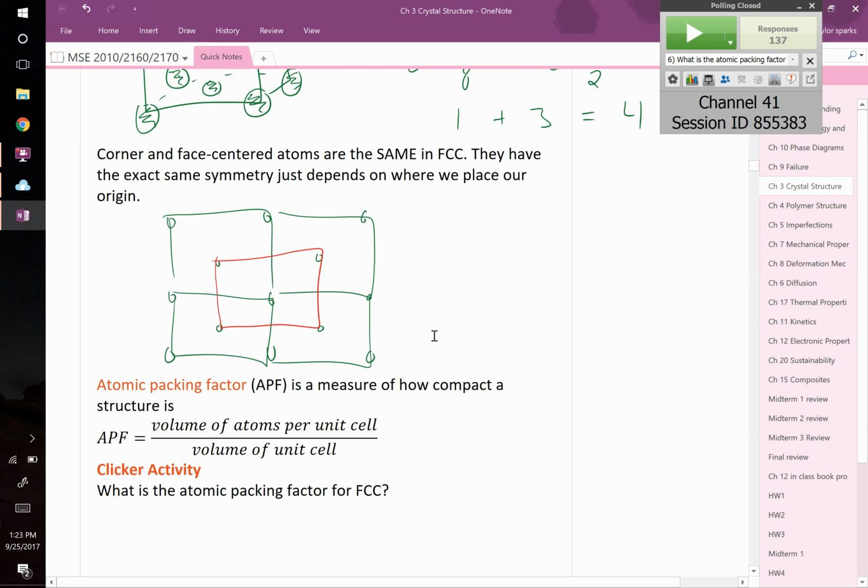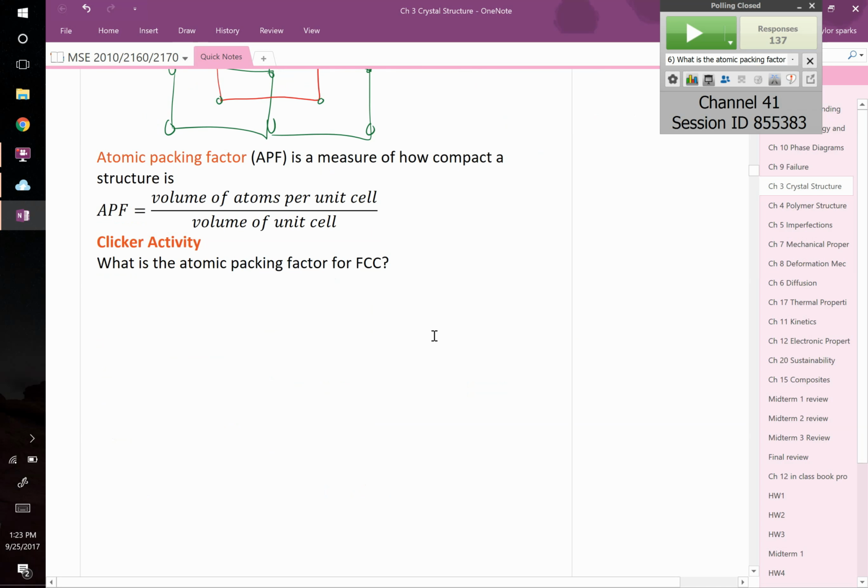Okay, let's keep going. Next thing we want to cover is what's called the atomic packing factor. And this is a measure of how close packed or condensed the structure is. And it's straightforward. You simply take the volume of the atoms per unit cell and divide it by the volume of the unit cell. So we're going to do this clicker activity together.